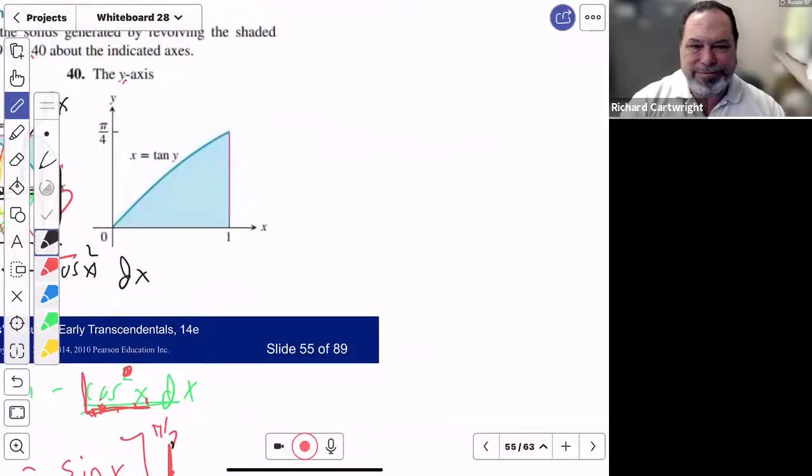This one is revolving around the y-axis. So here is your big R.